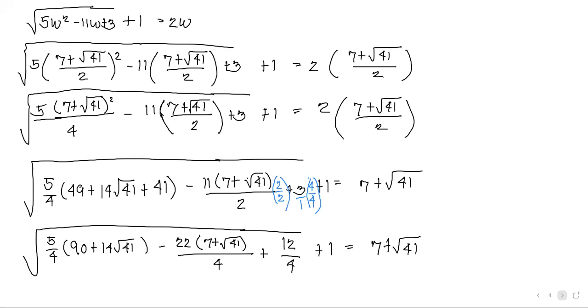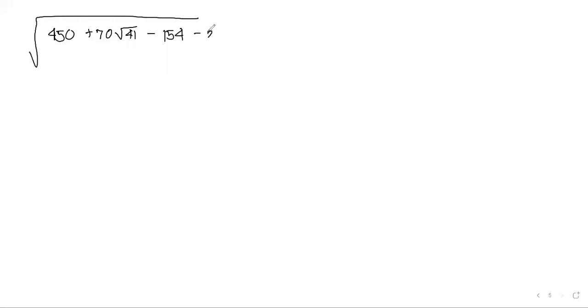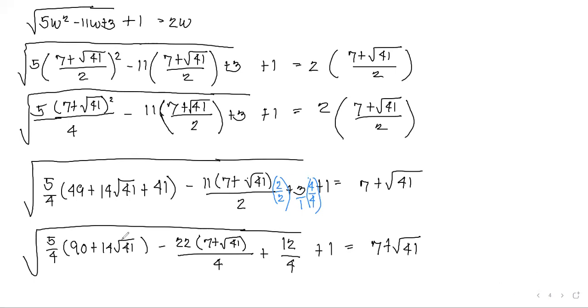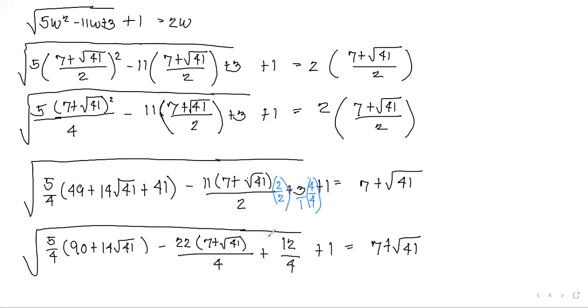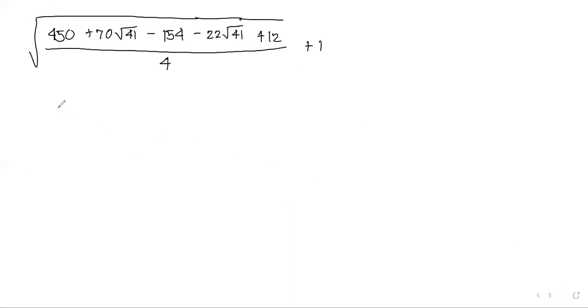Tapos, 22 square root of 41. Minus din siya. Minus 22 square root of 41. Next. Over 4, since pareho sila over 4, mamaya ko na ilalagay sa 4. Plus 12. Saka over 4. And plus 1 dito. Ibig sabihin dapat ito ay, para matulad siya dito, 6 plus square root of 41 ito. So plus 1, 7. So pag nag-true yun, edi tama ang solution. Hopefully. Ayan, 450 minus 154 plus 12 pa pala.